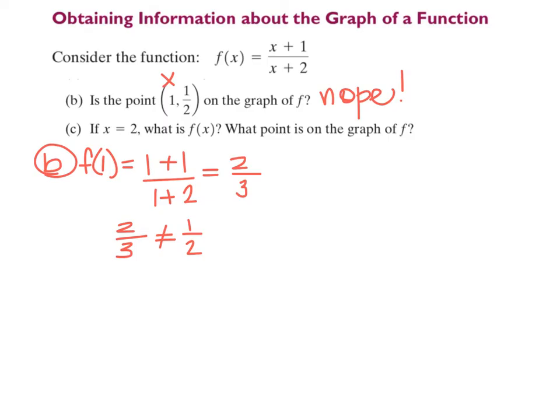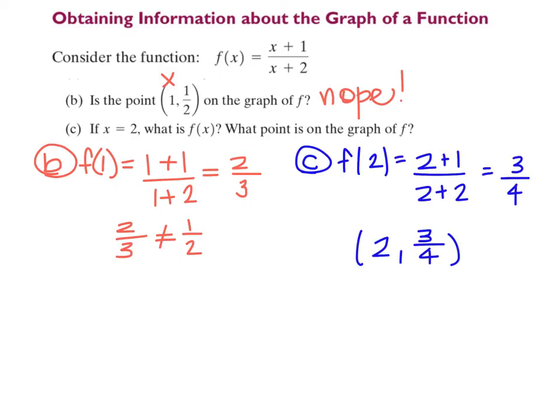And moving on to part C, if x equals 2, what is f of x? So that means that I'm going to plug in 2 for x, much like how I plugged in 1 here. And then what is the point on the graph? That just means write it as a coordinate pair. Thankfully, these are some pretty nice numbers. So 2 plus 1 over 2 plus 2 is 3/4, so (2, 3/4) is on the graph of this function.